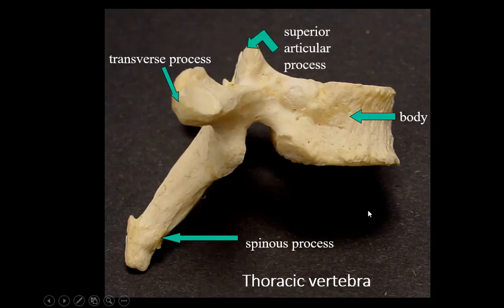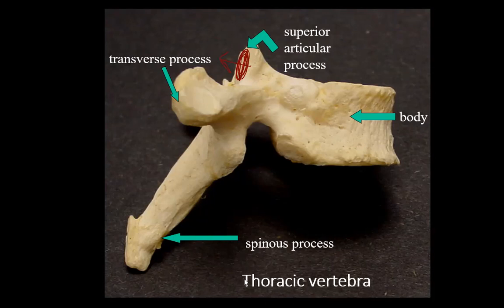Now this structure here, this flat area, is what's called the superior articular process. Now, if you have a superior anything, you're going to have an inferior. And this is called superior because its surface faces upward. The surface here goes upward. The surface faces, superior means above. So the surface faces above.